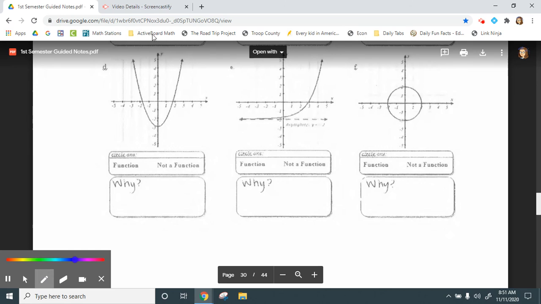For D, if we put a vertical line down this, it would never touch 2 points at once, so it's a function. Same thing here. And then for this one, if you put a vertical line down it, it would touch 2 points at once, so it is not a function.